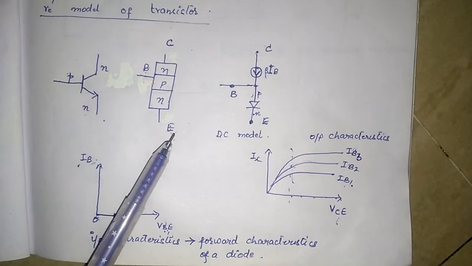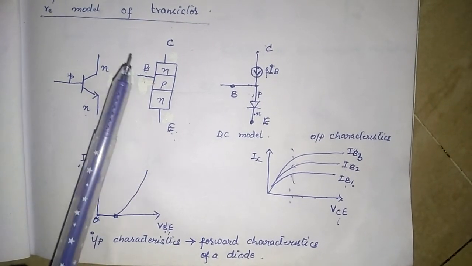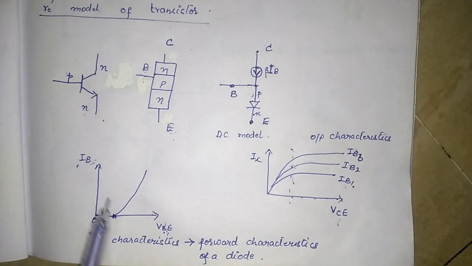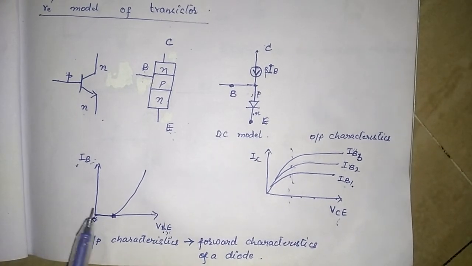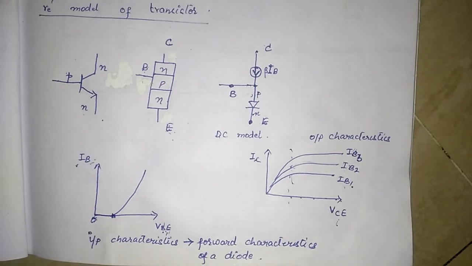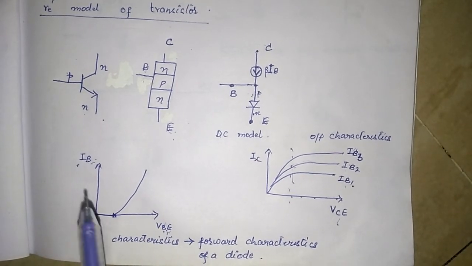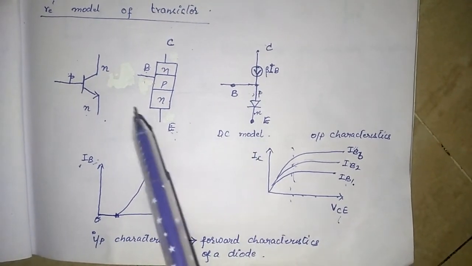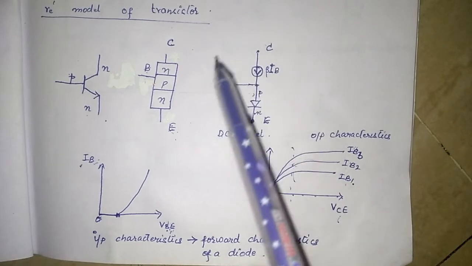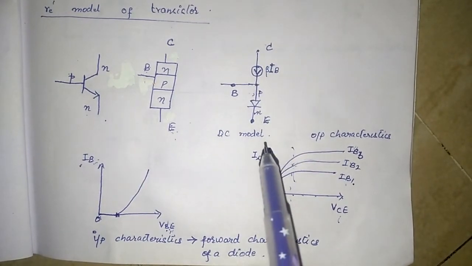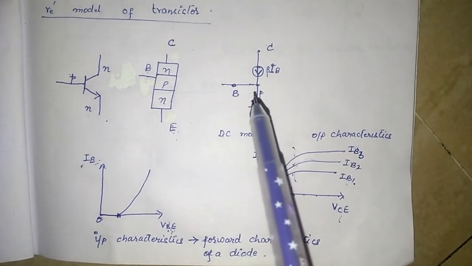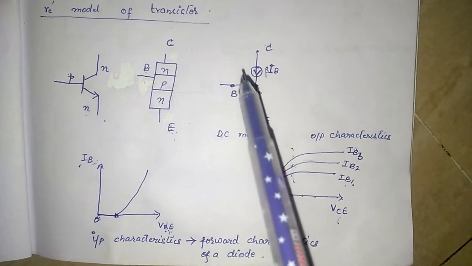Now since the emitter base junction is forward biased, let us see how the input characteristics look. What is the input characteristics? It is a graph of input current IB versus input voltage VBE. This curve is similar to the forward characteristics of a diode, isn't it? So that is the same as your base emitter junction. In this diagram, which we call the DC model of a transistor, the emitter base junction is replaced by a diode.